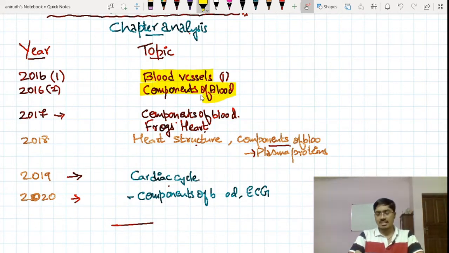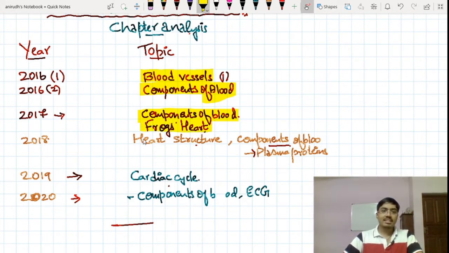Components of blood in the sense that you have different components here. They can ask a question on any of these components, whichever is given in NCERT. So it could be a question on the blood cells, it could be a question on the plasma proteins, anything of that kind, I will be considering it as a question from the topic of components of blood. Okay, so you have a question from that. And in 2017, there was a question on components of the blood here also, and there was a question on frog's heart, right? We'll discuss that also.